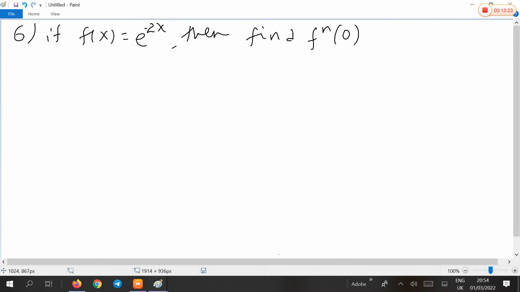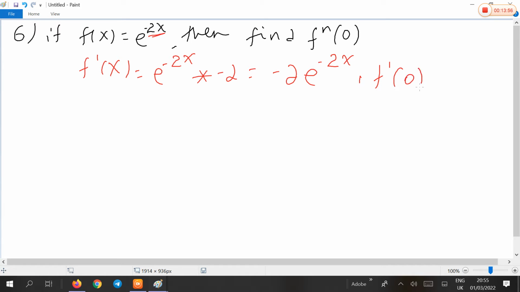Question number 6. If f of x is given by e to the power of minus 2x, then find the first, second, third, fourth, and the nth derivative. So the first derivative will be e to the power of minus 2x times the derivative of minus 2x, which is minus 2. So this will be minus 2 times e to the power of minus 2x. The first derivative at 0 will be minus 2, since e to the power of 0 is 1.